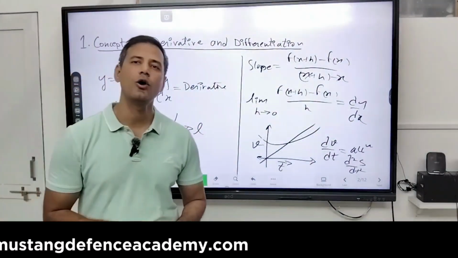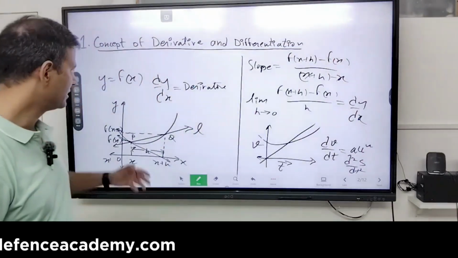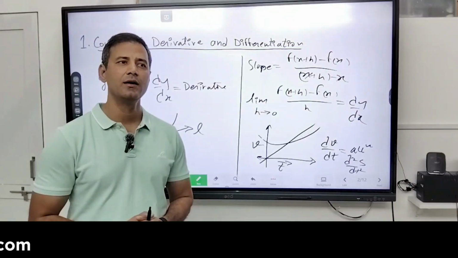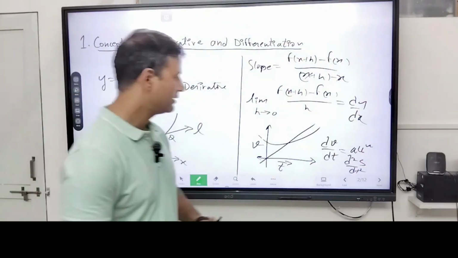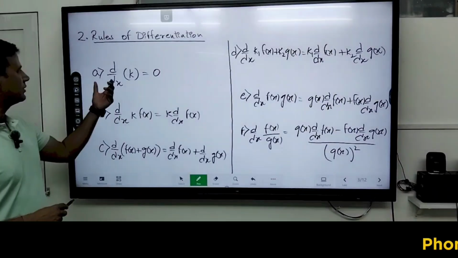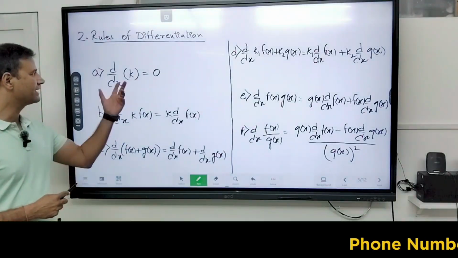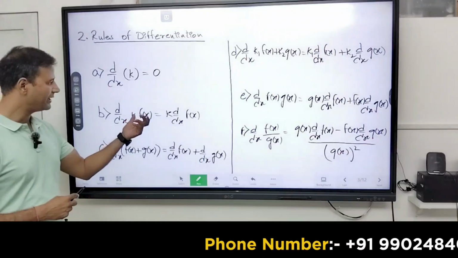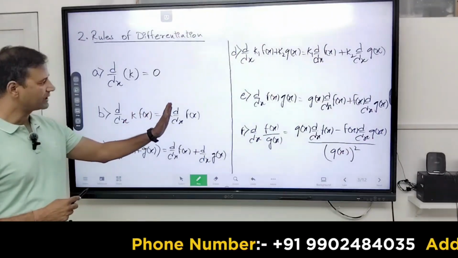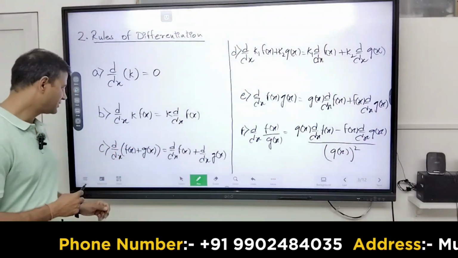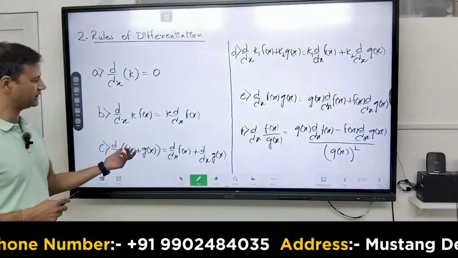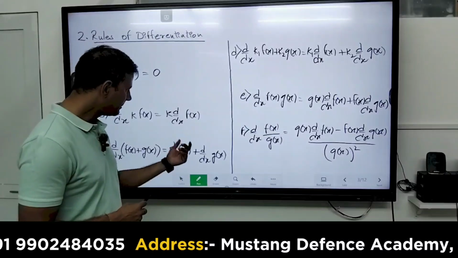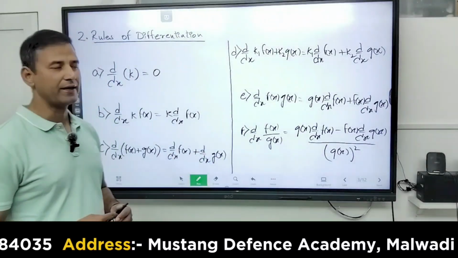Now we understood the concept of derivative, its geometrical form and its physical form, and now let us see some of the rules of differentiation. d by dx of a constant k is 0. The derivative of a constant multiplied by a function is the constant multiplied by the derivative of the function. d by dx of the sum of two functions f of x and g of x is the derivative of f of x plus the derivative of g of x.